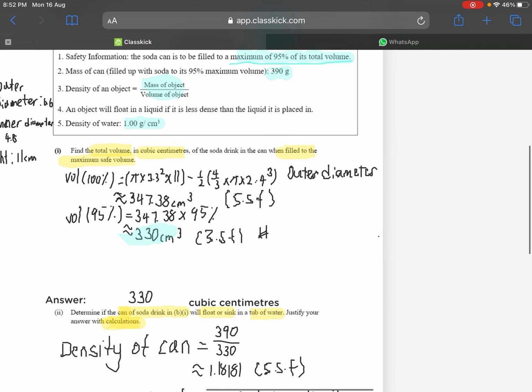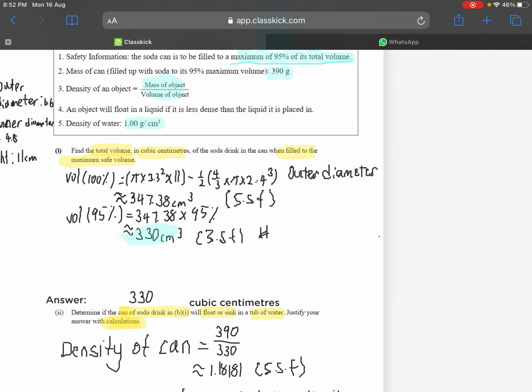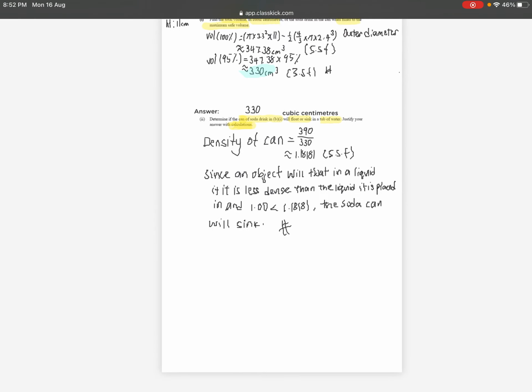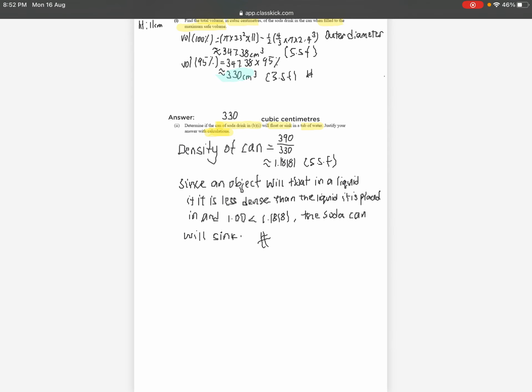So now, an object will float in a liquid if it's less dense than the liquid it is placed in. Since 1 is less than 1.18181, the soda can will sink. Okay, that's all.